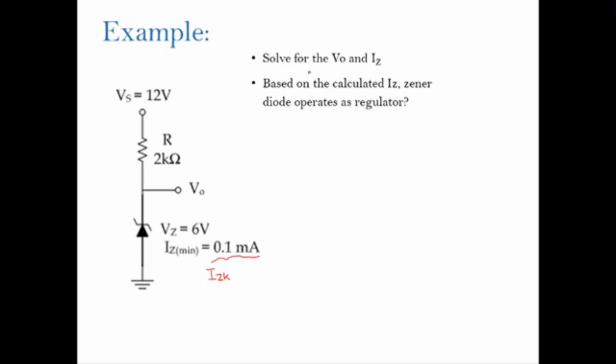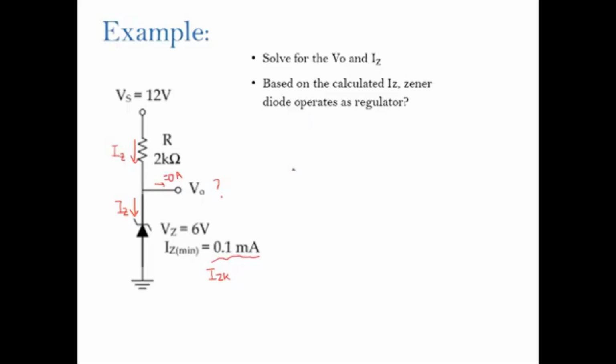Okay, the question is to solve for the V out and Iz. So how much is V out and Iz? Iz is the current that passes through, or crosses, the Zener diode. Then you need to notice that here the V out is not connected to any component, so this is an open circuit. So the current here is 0 ampere. Thus, the current at the R will be equal to Iz.